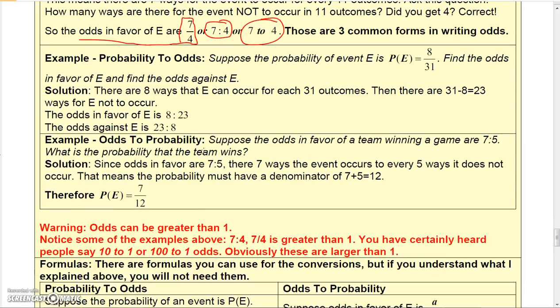Okay, let's look at another one. If the probability of an event occurring is 8 out of 31, then to convert that to odds, you say, well, how many ways can it not occur? Well, 31 minus 8 is 23, so there's 23 ways it cannot occur. So the odds in favor of the event occurring are 8 to 23, and the odds against would be 23 to 8. You just turn it around.